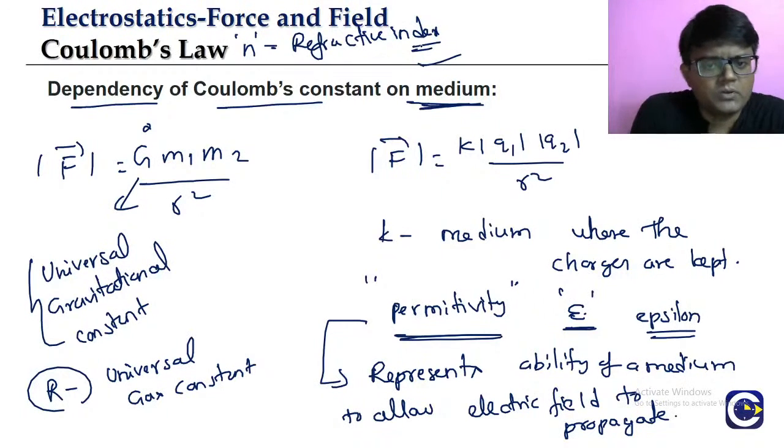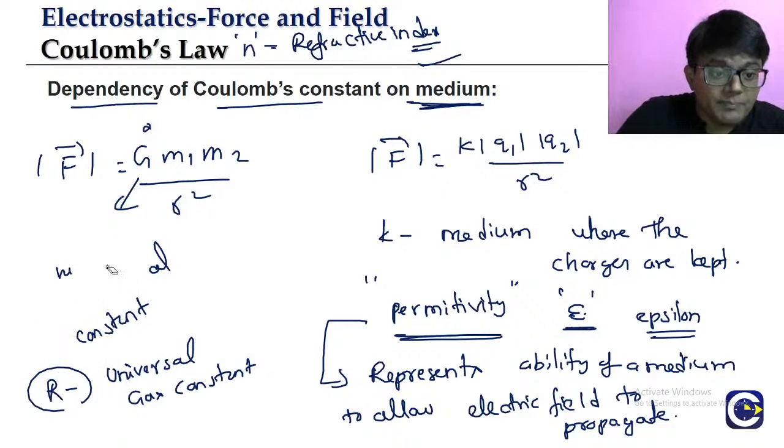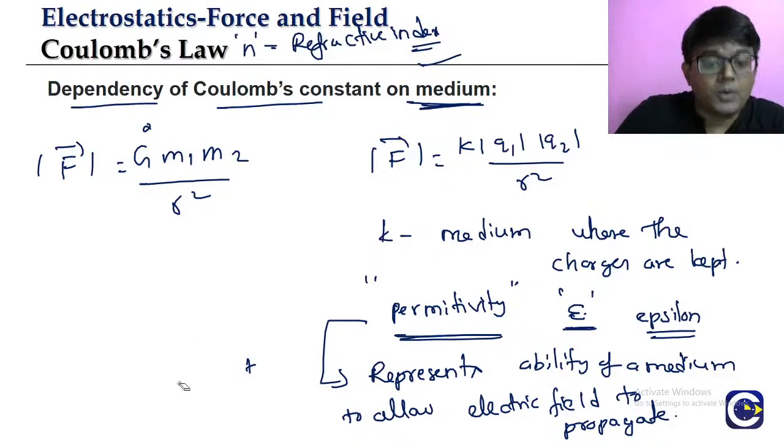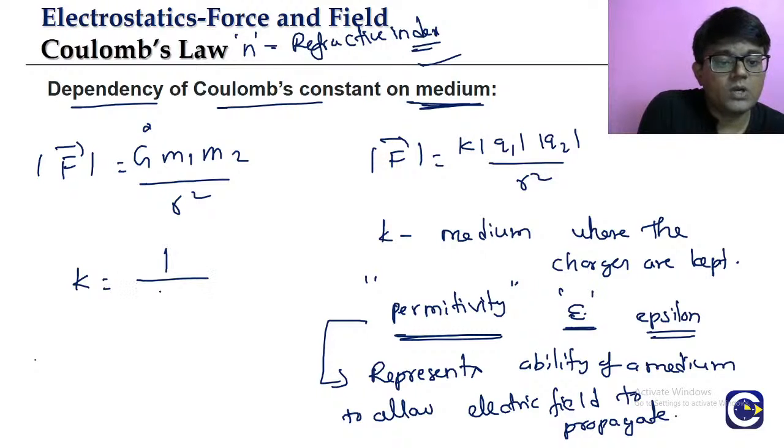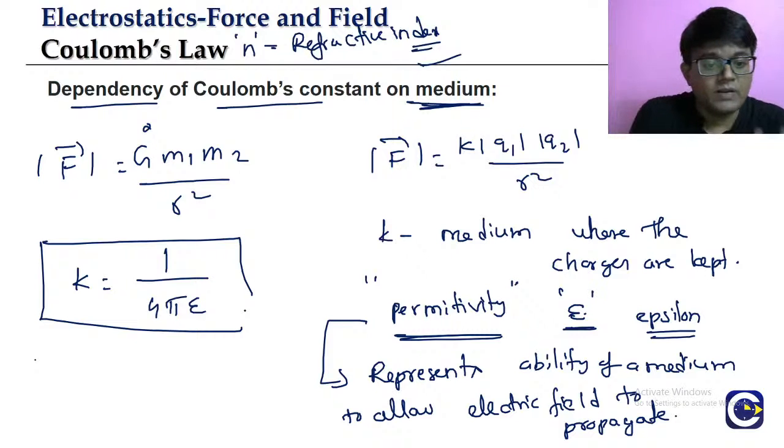We are going to learn about this in detail. But here we need to understand that this K value, the Coulomb's constant, is going to depend upon this electrical property of the medium, permittivity. How is it going to depend on this? The value of K will be equal to 1 by 4 pi epsilon. That is the exact relation. So from medium to medium, the epsilon value changes. Epsilon is what?